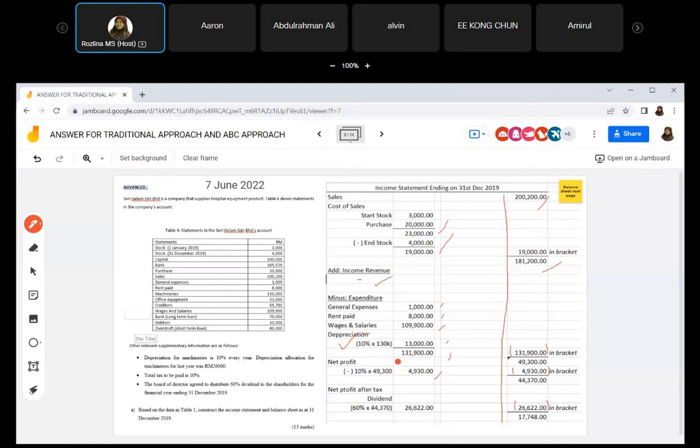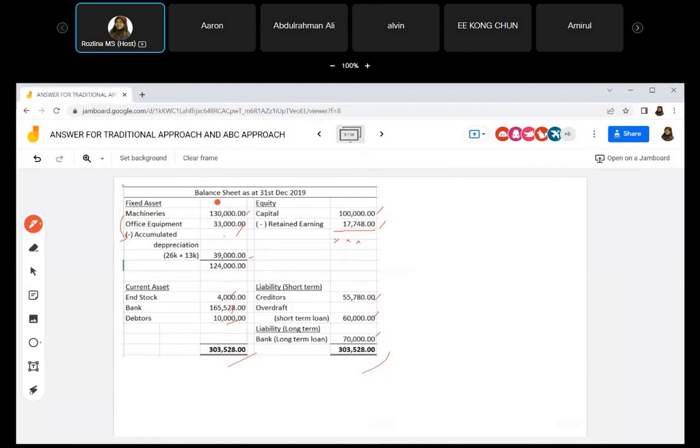Okay, so depreciation, then you consider the tax. Put the word tax here. Okay, then dividend. Here you have the dividend. Okay, good. Then you create the balance sheet.